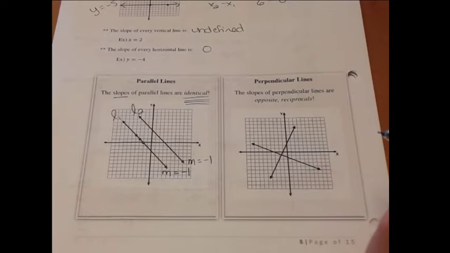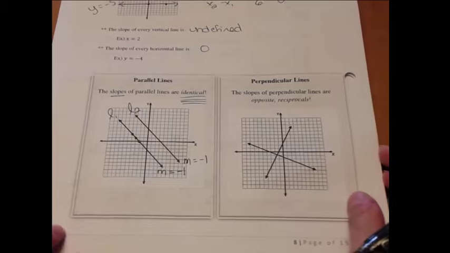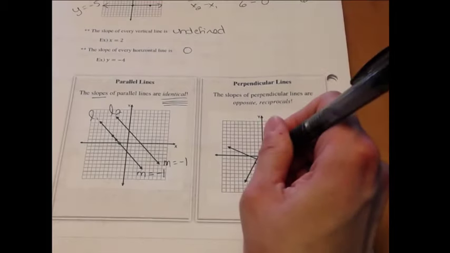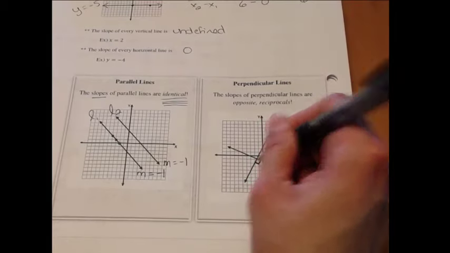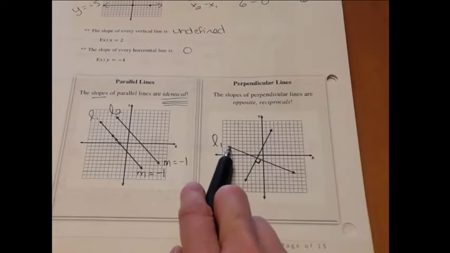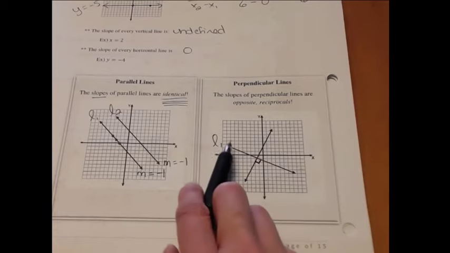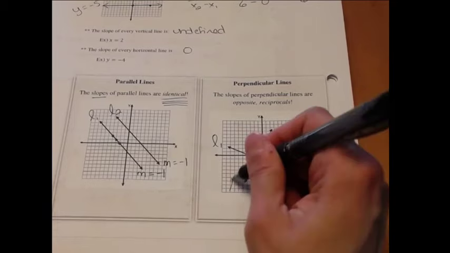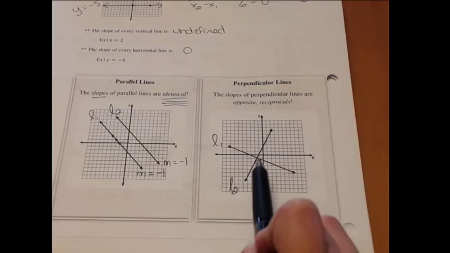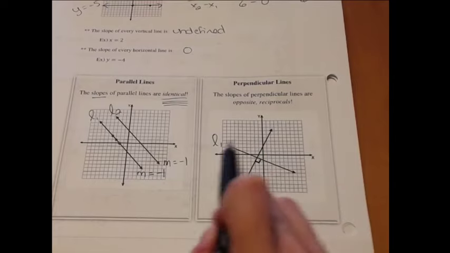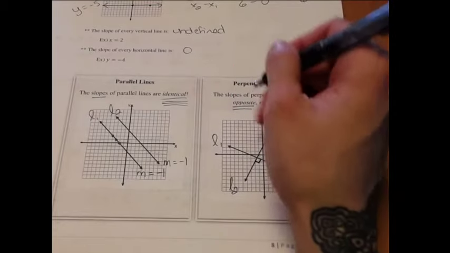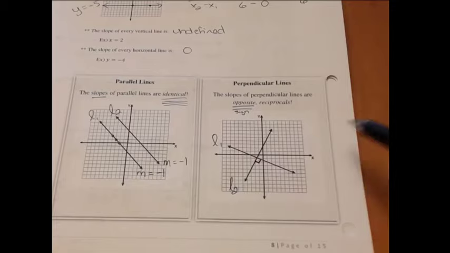When you look at perpendicular lines, visually, they cross at exactly a 90-degree angle. Do you see it? It's a perfect 90-degree angle. I want you to notice that if I call this line 1, you see how we're going downhill? So my slope is negative. If you look at line 2, notice we're going uphill. So that's one of the key features. When you have lines that are perpendicular, their slopes are opposite, meaning opposite signs. And they're reciprocal.